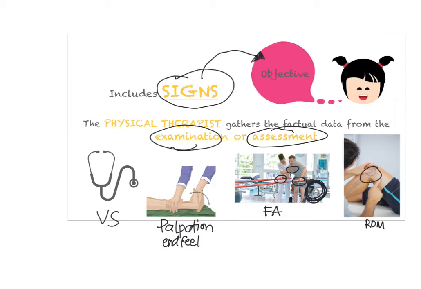Okay, so you actually have a lot more under objective. You have MMT, you have special test, you have gait analysis, you have postural analysis. Okay, you have ocular inspection, you have sensory assessment, okay, and a lot more. So all these examination procedures will now fall under the objective part of the SOAP format.